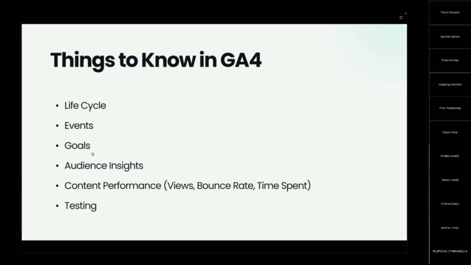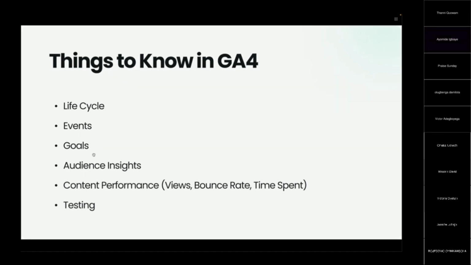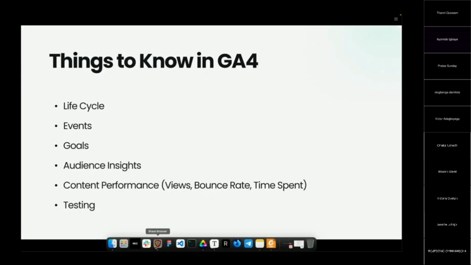You understand? And then there is audience insights. So that's basically looking into different demography. Where are they from? Where are they acquired? These are little things that can help you make better decisions, basically. And then we have content performance, that is views, bounce rates. We have time spent on the page, and then you also want to test your copy. You understand? So let's go back to the GA4 quickly.